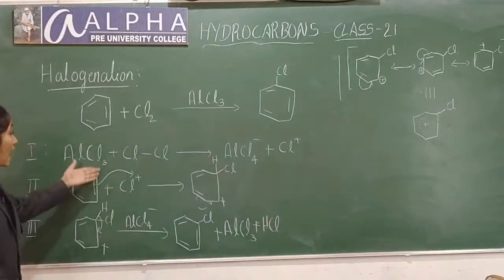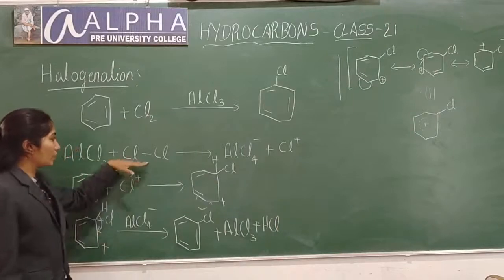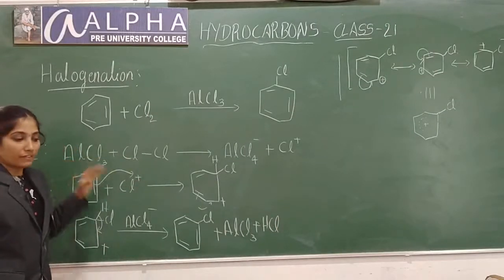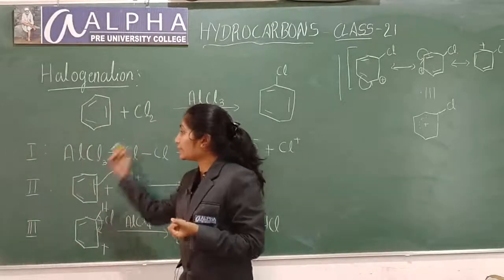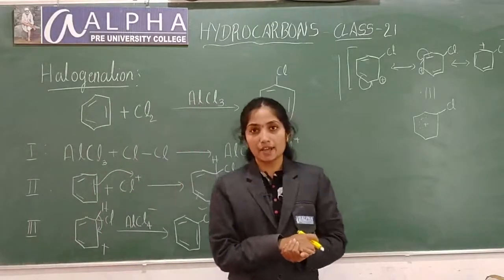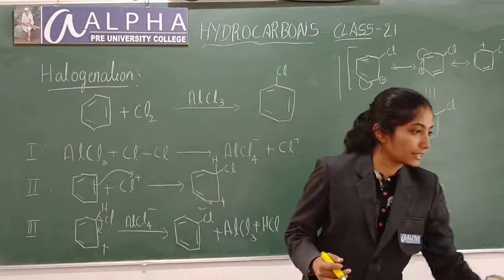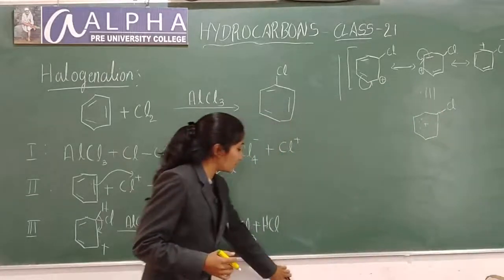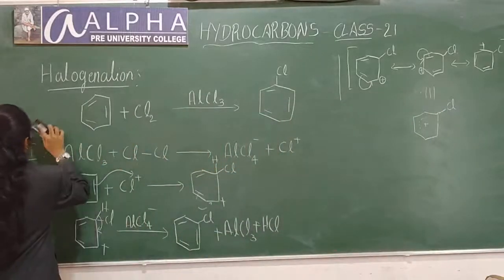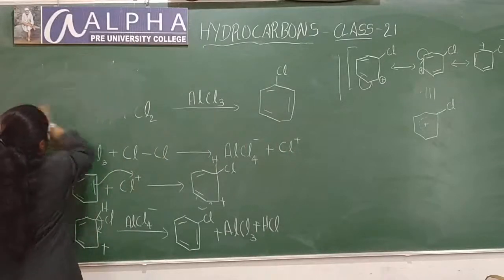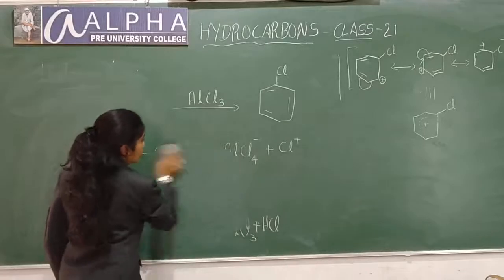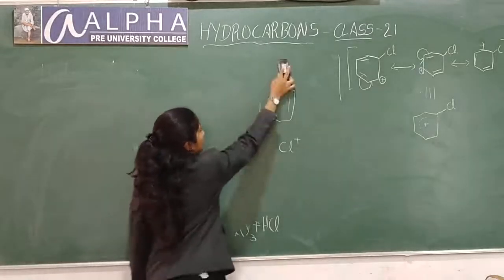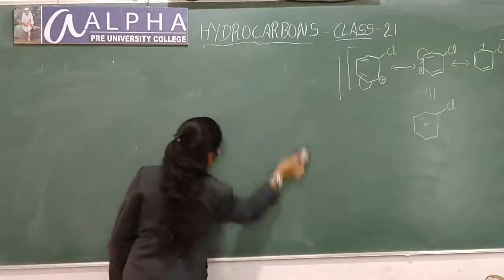This is the halogenation reaction. Simple, only this step is different. First try to learn the general mechanism so that you can easily write all the electrophilic substitution reactions. Okay, so next one is sulfonation. We have studied nitration, halogenation is also over. Next is the sulfonation reaction.